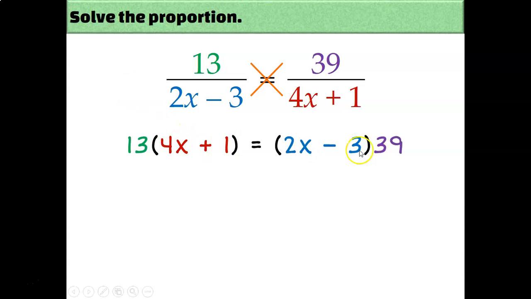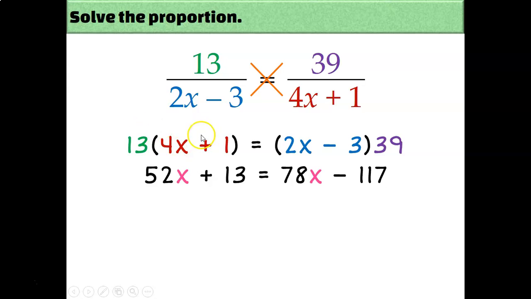So we do have to distribute on both sides of the equal sign because we had two terms and two terms. So we'll distribute 13 forward, which feels pretty normal. 13 times 4x is 52x, and 13 times 1 is just 13. And then we have to do that weird distribute backwards thing again over here. 39 times 2x is 78x, and 39 times negative 3 is negative 117.